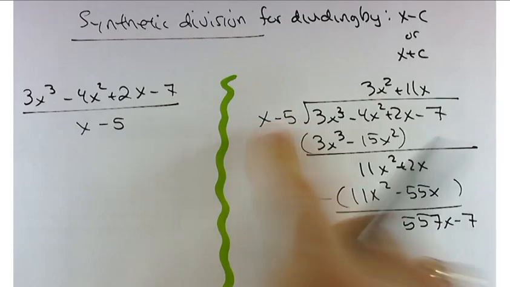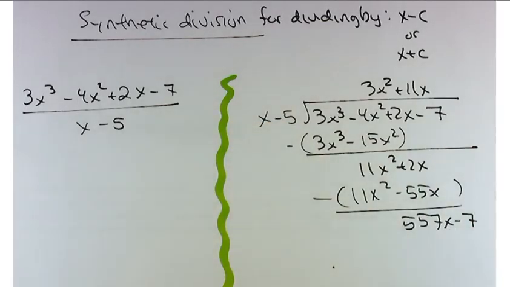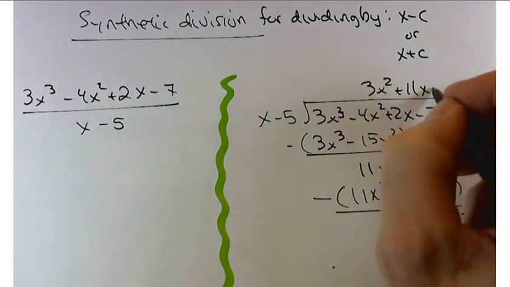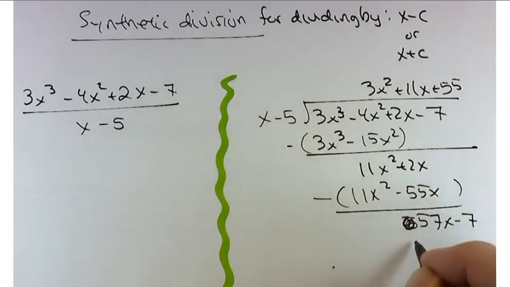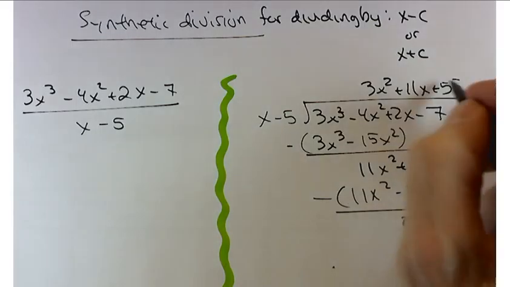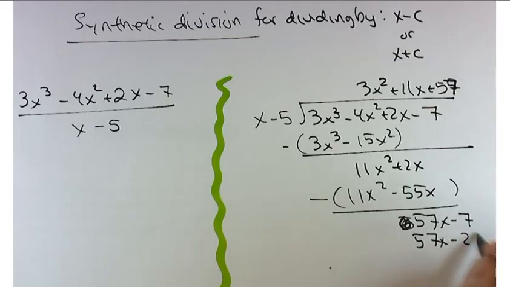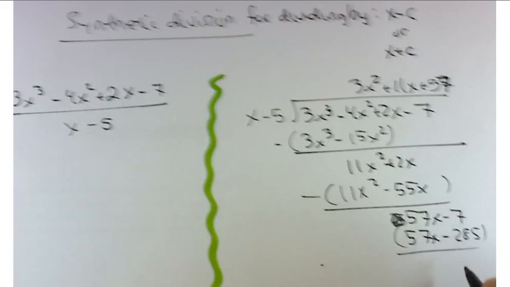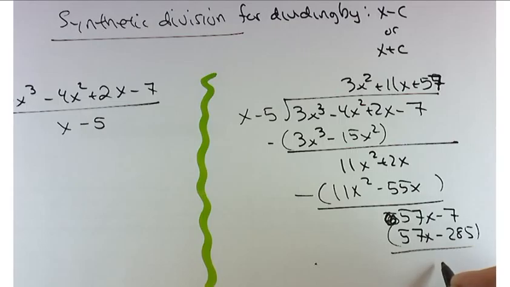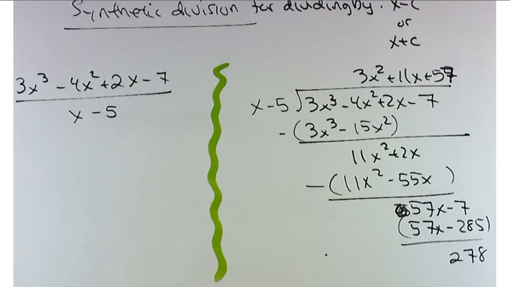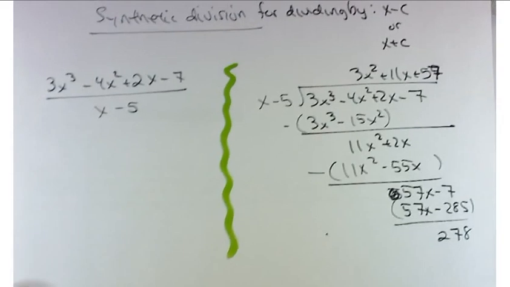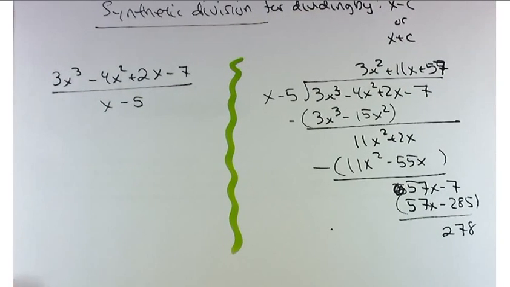The last thing I need to multiply by, that should be 1 5, not 2 5s. The last thing I need to multiply by is 55. No, 57. So 57x minus 285. Ugh. And a remainder of 278. So a lot of work there to do it the long way. Let's take a look at what it is using synthetic division.